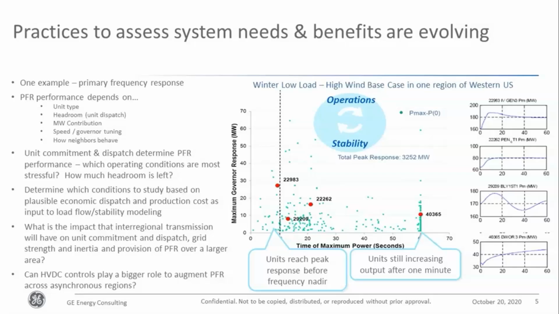The other thing is other new controls like HVDC controls and other controls that allow better sharing across the interconnections. How can those be utilized to share some of these capabilities? And not just the provision of power for the sake of adequacy, but the provision of the power for the sake of keeping the stability needs where they need to be. So the next slide.